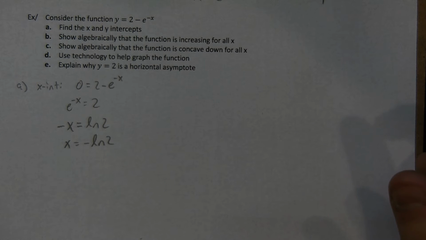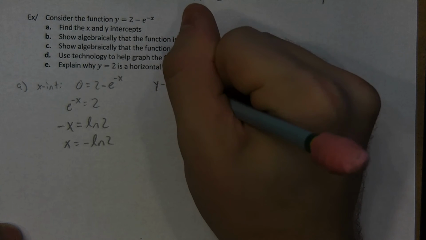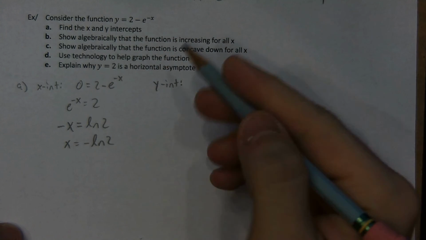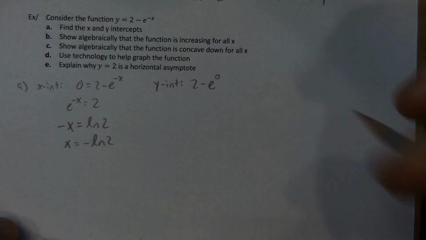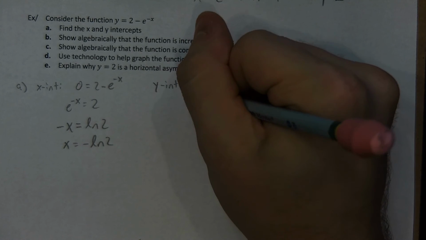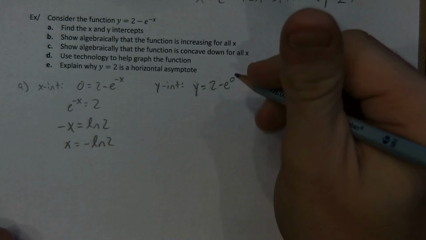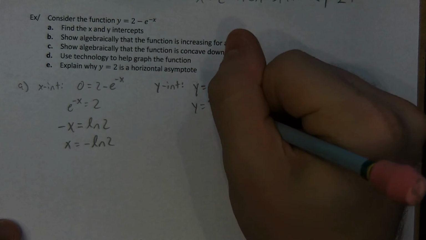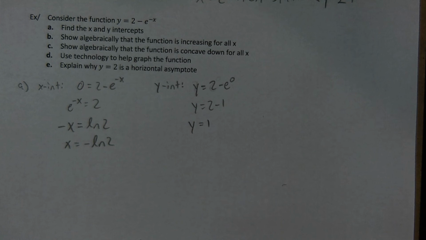Alrighty, how about our y-intercept? When you're crossing the y-axis, x equals 0. That's going to be really easy. So it's just 2 minus e to the 0. I forgot to write y equals. Bad mathematician, bad. Y equals 2 minus e to the 0. Anything to the 0 power equals 1. So you're crossing the y-axis at y equals 1.